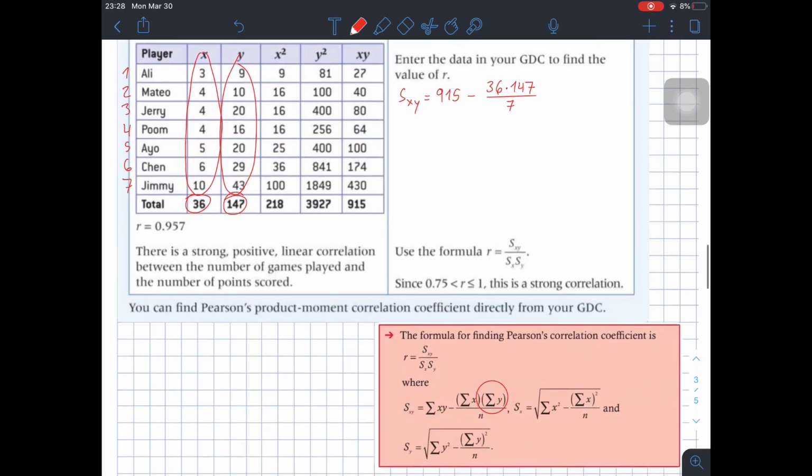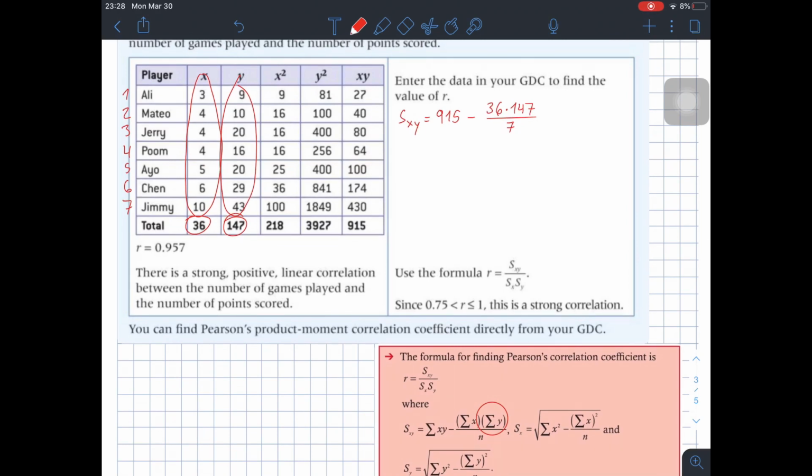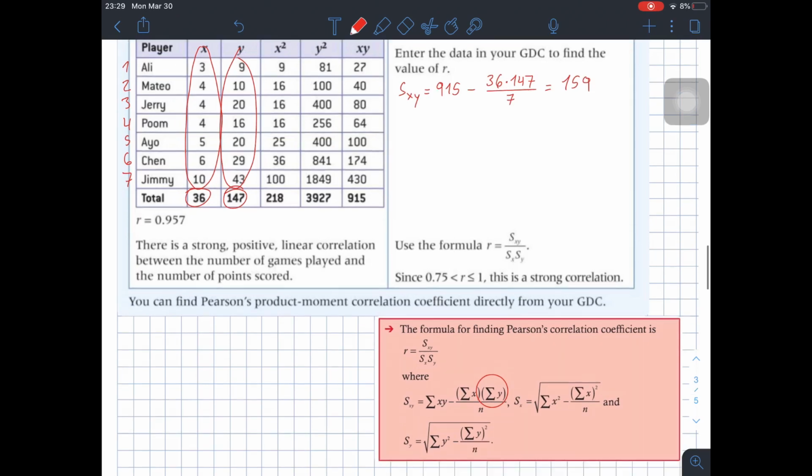Okay. So then we calculate the covariance of xy, which, if we use a calculator, would give us, just a second, 915 minus 36 times 147 divided by 7. This gives us 159. So that's the covariance of xy.